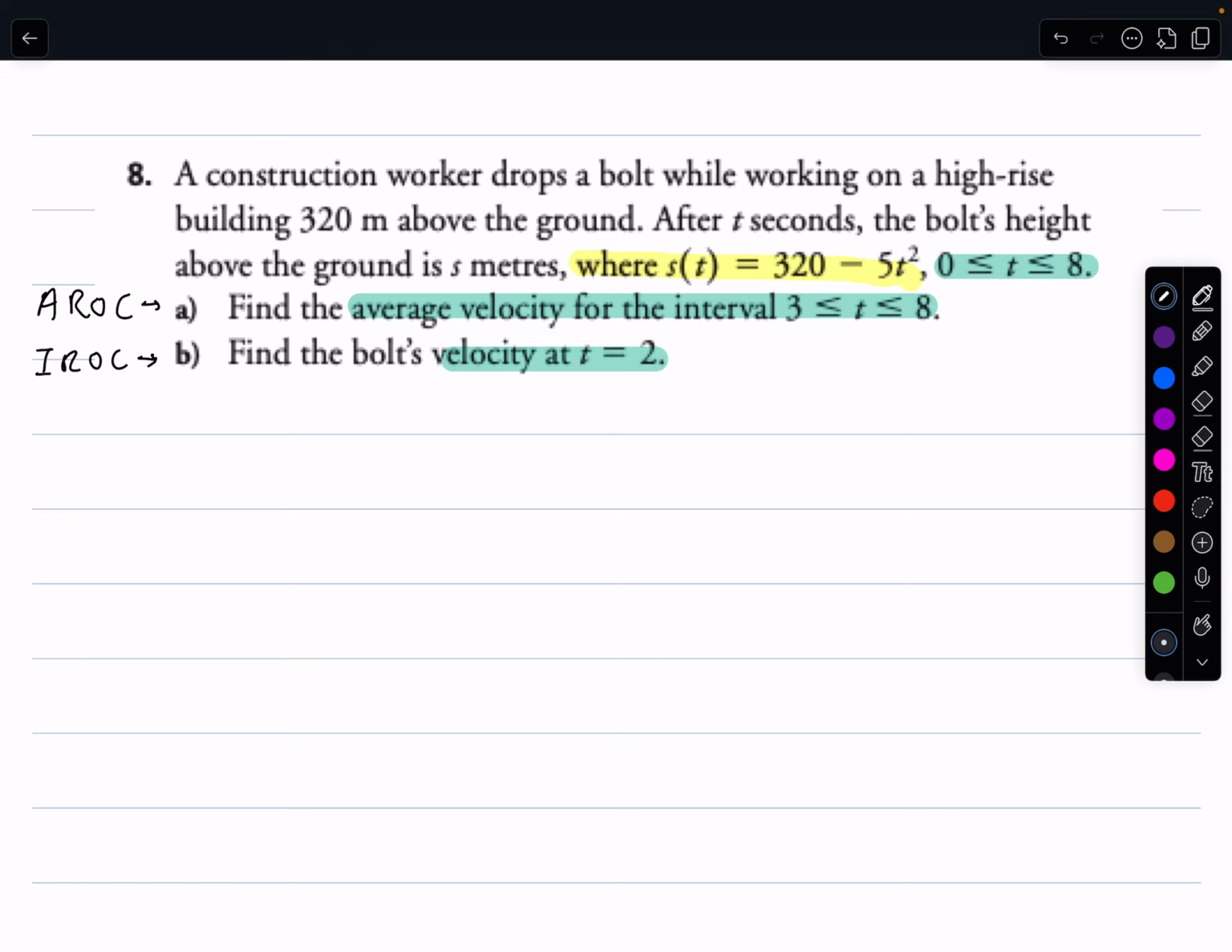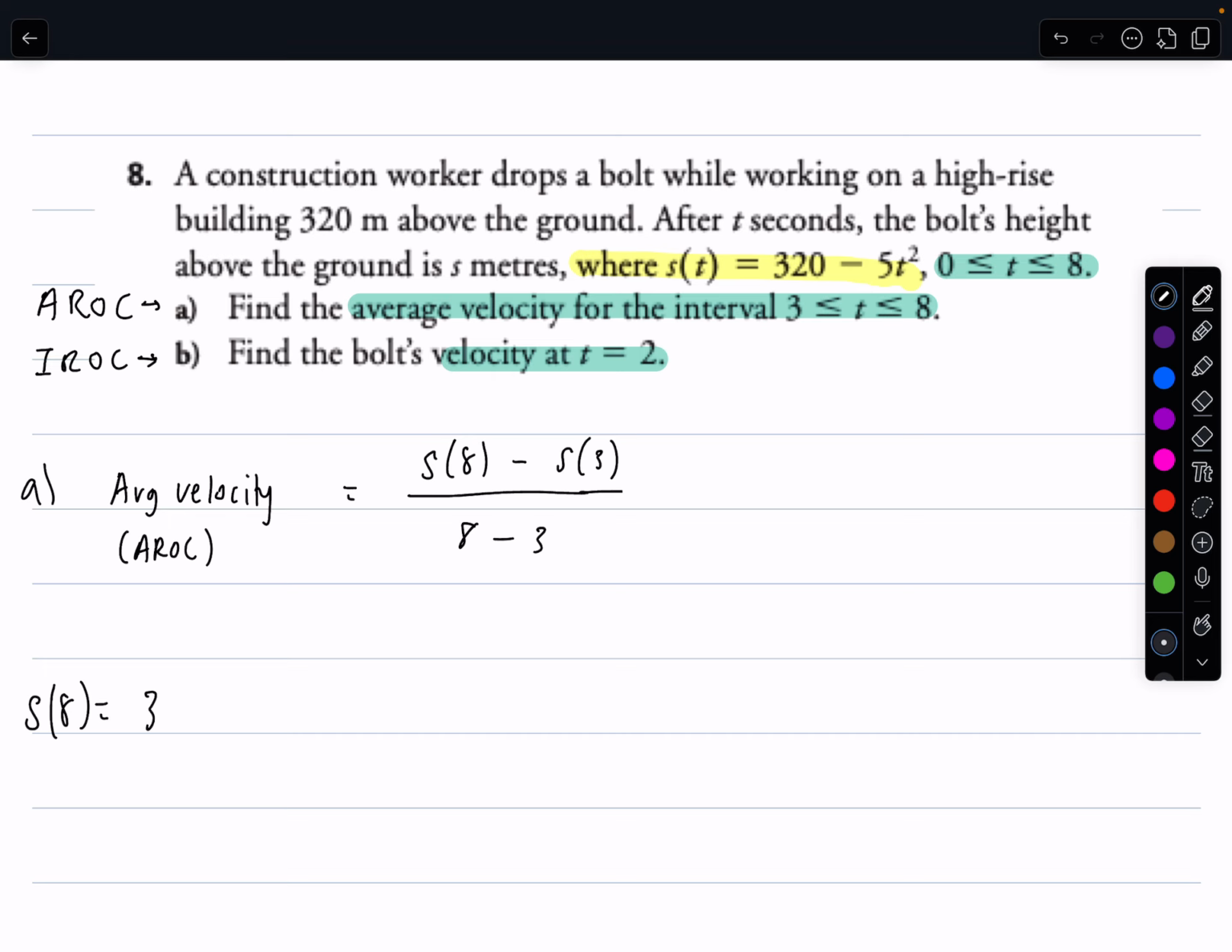So let's first start off with part A. We're going to say the average velocity, or the AROC, is going to be s at 8 minus s at 3 over 8 minus 3. So that's how we know the average velocity AROC equation is going to look like. But now we actually have to find each of these terms. So let's do them separately over here.